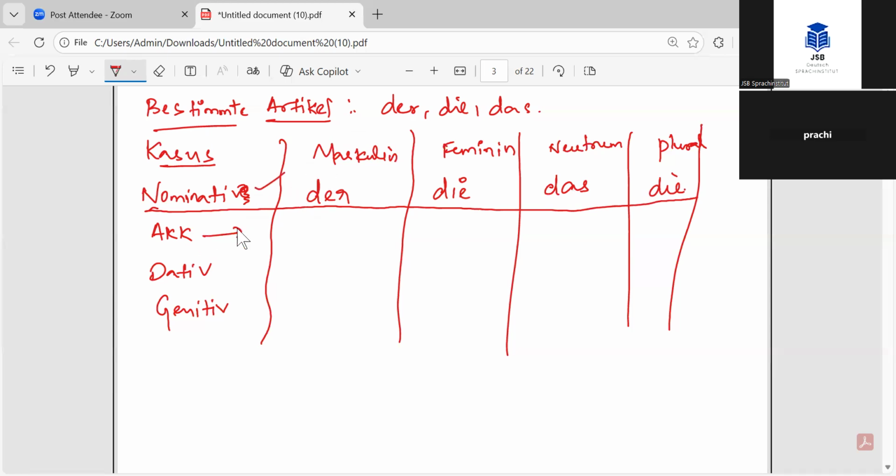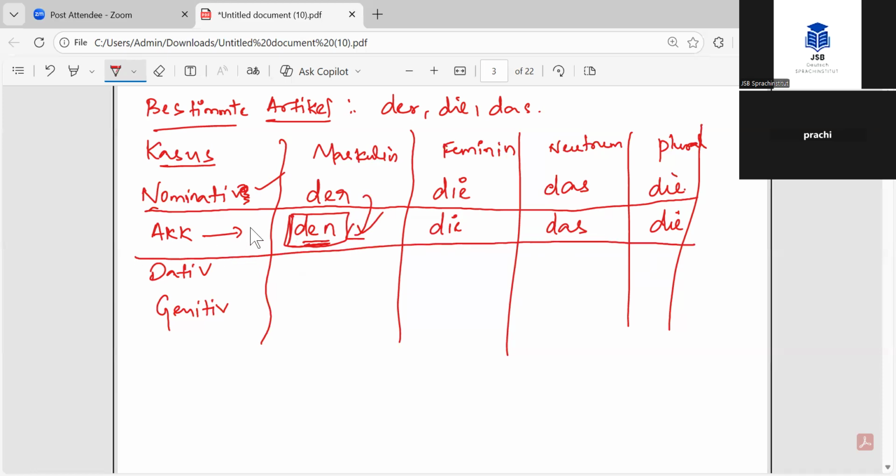For accusative, the der we already read there, right? That changes, and you have to remember that. If you are writing any accusative sentence, then den will come only for masculine. For the others, it will be the same. Clear? So nominative: der, die, das, die. Accusative: der will change to den, other than that same. For dative, then things will change.